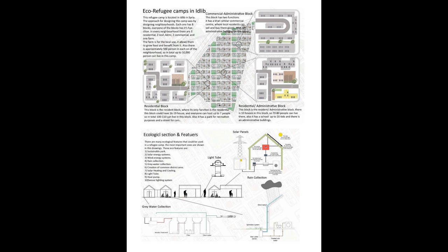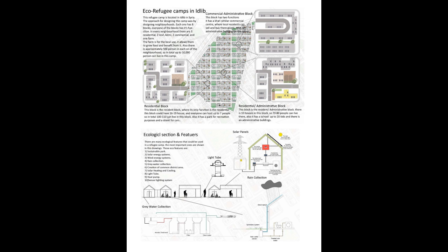The next slide shows the master plan of the refugee campus that I suggested. There are three main blocks for this plan. The first block is the residential block. This block is mainly residential. It has from 16 to 19 houses, and every one can host up to 7 people. So in total, 100 to 110 persons can live in this block. Also, it has a park for recreation and social purposes.